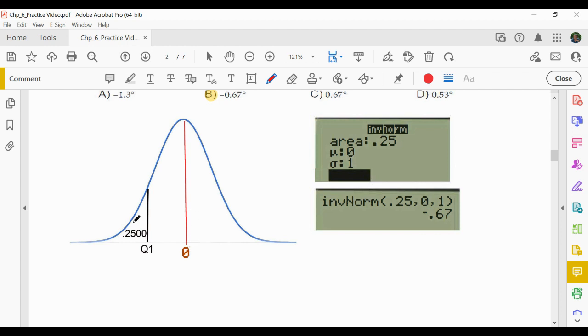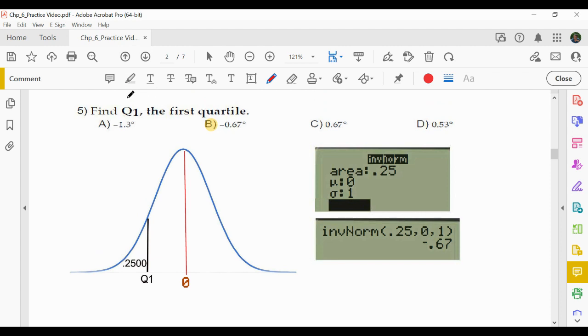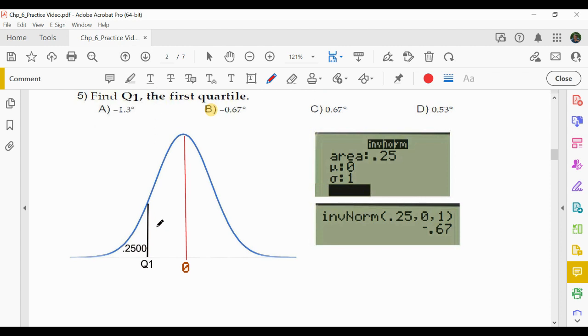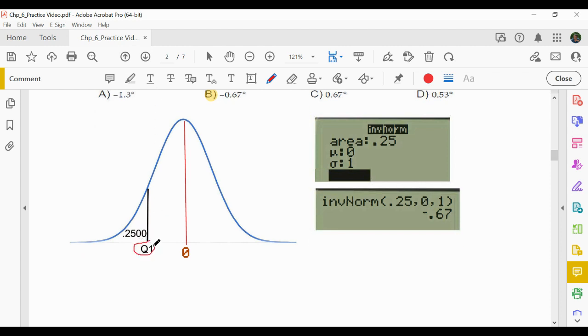50% above, 50% below. Now, the 25th percentile is obviously quartile 1, P25. It's to the left. If this is 50 right here, 25 is there. So I drew a vertical line. If it represents the 25th percentile, the area from this line to the left is 25%, 0.2500.